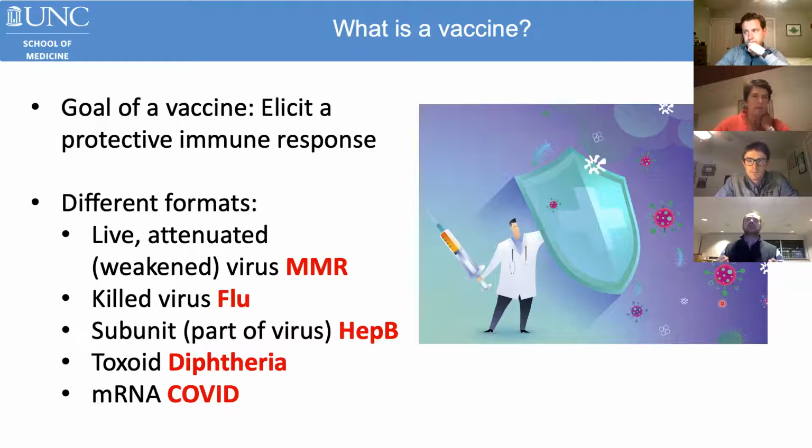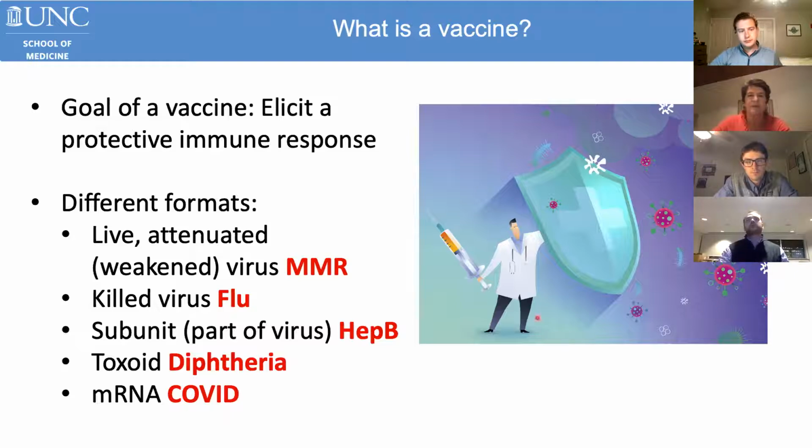Now, how do we do this? How do we create different vaccines to elicit a protective immune response? Well, there are 5 main formats that we can cover. All these different formats do is provide a different avenue to tell your immune system to watch out for this invader in the future. So again, let's walk through these formats using the example of a virus.